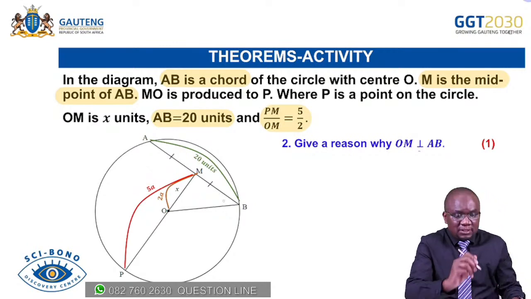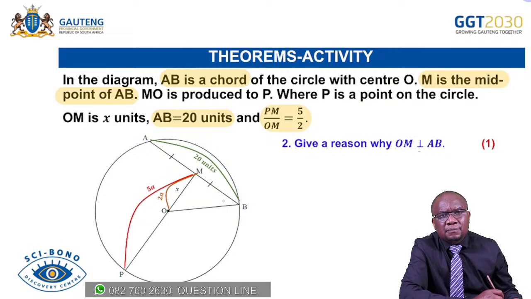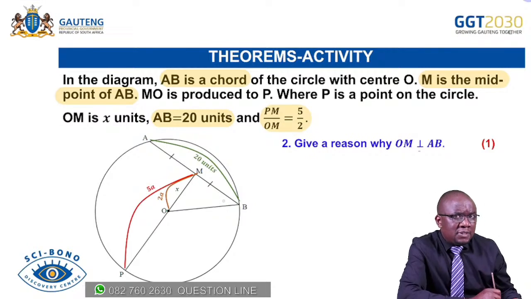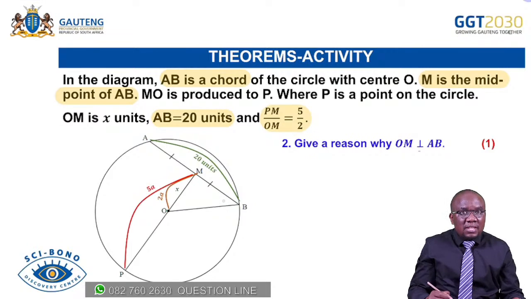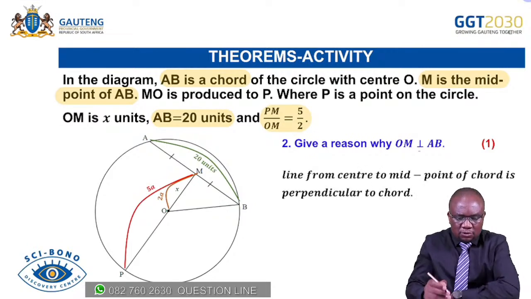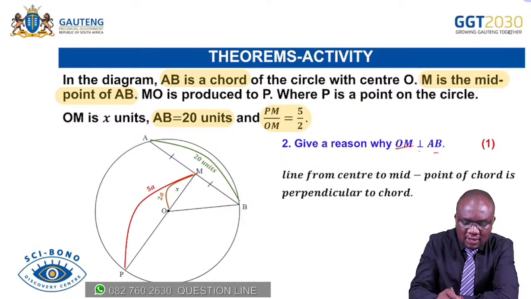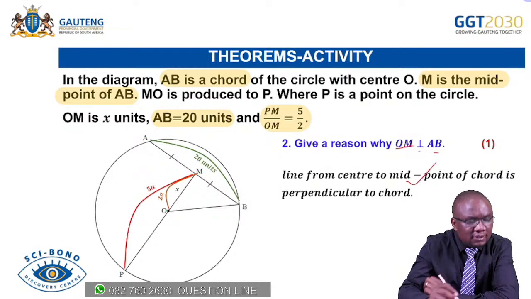If you did not get it, read the information first. The answer is there. A line drawn from the center to the midpoint of the chord. What does it do? It is perpendicular to the chord. So that's why these two lines are perpendicular to each other. Line from center to midpoint of chord is perpendicular to chord. Another mark.